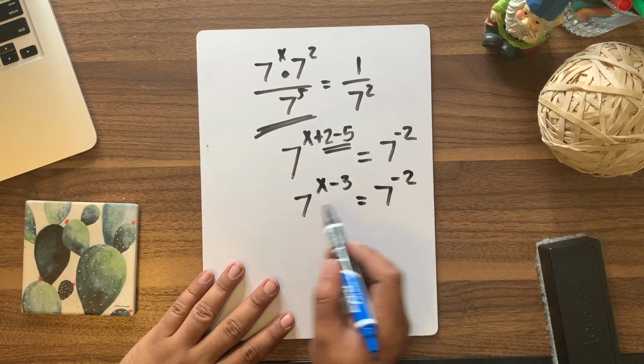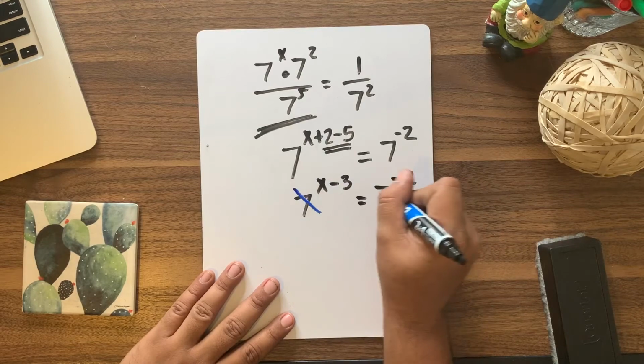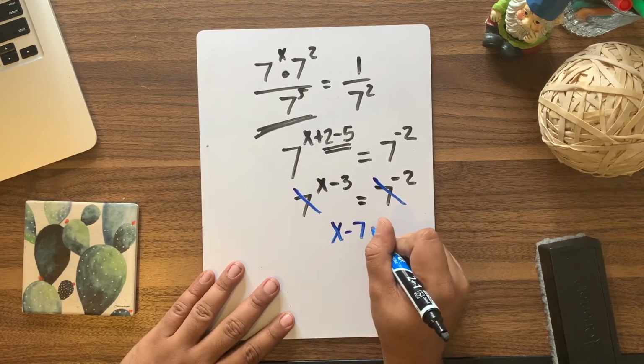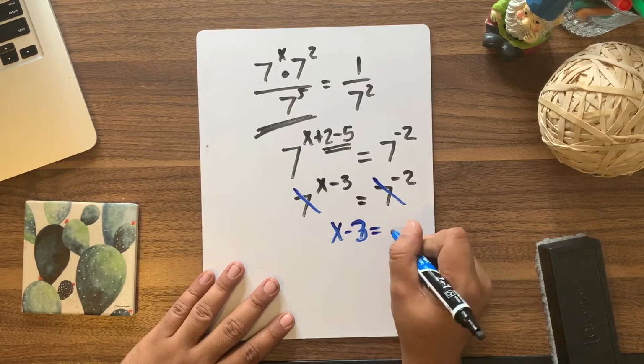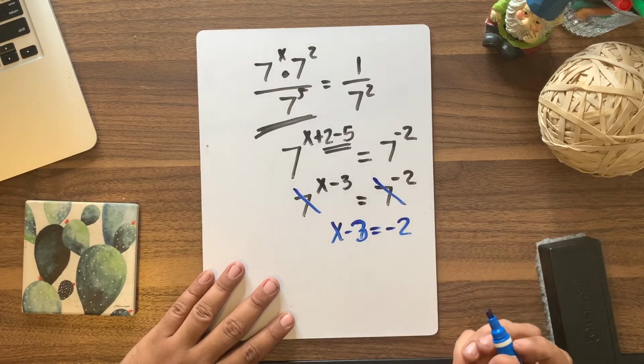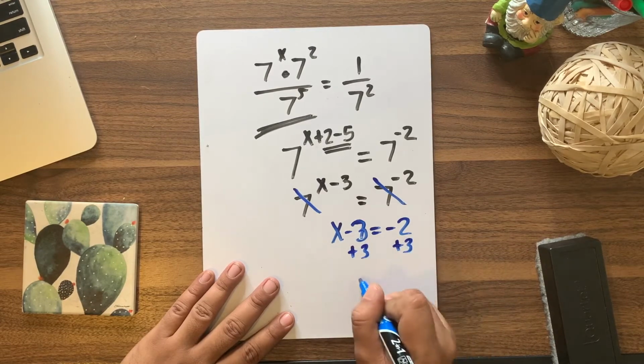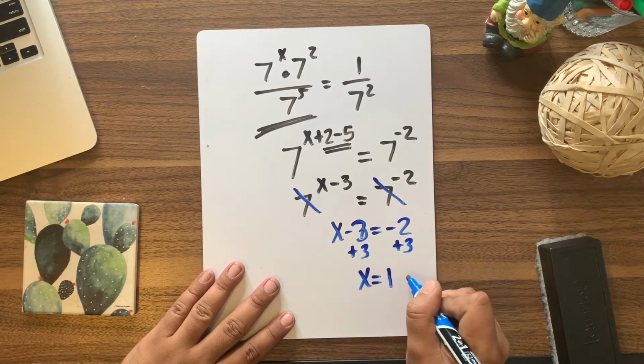Now we do have common bases, so they cancel each other out, and you end up with x minus 3 equals negative 2. Plus 3, plus 3, x must be 1.